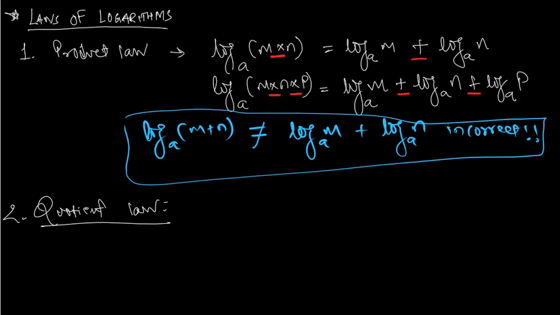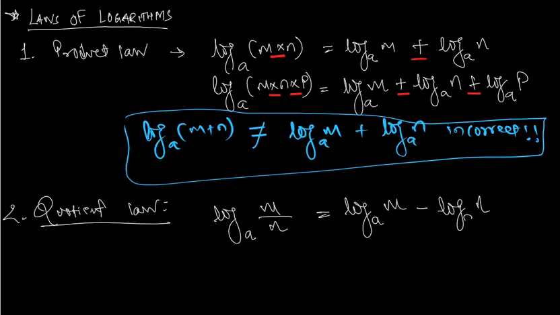Okay, so what does quotient law state? It states that log of m by n to the base a is equal to log of m to the base a minus log of n to the base a. Right? Log of m by n to the base a becomes log of m to the base a minus log of n to the base a.